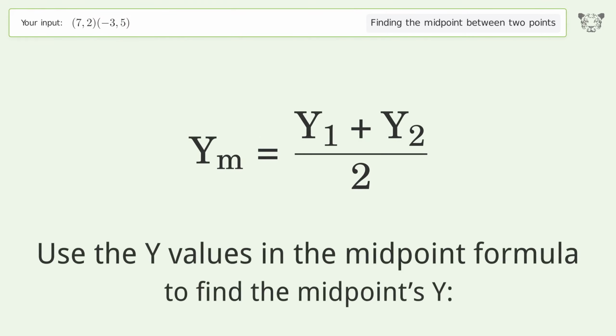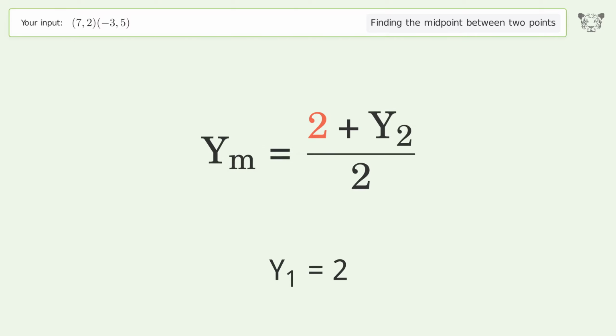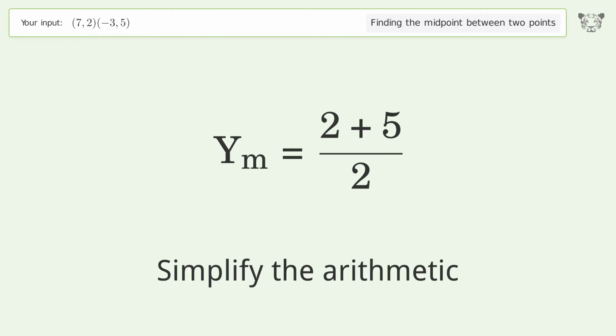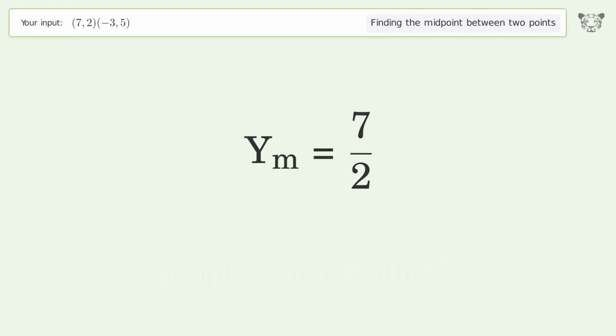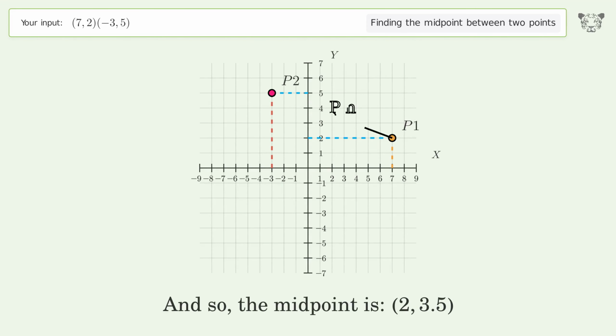Use the y values in the midpoint formula to find the midpoint's y. y1 equals 2. y2 equals 5. Simplify the arithmetic. And so, the midpoint is 2, 3.5.